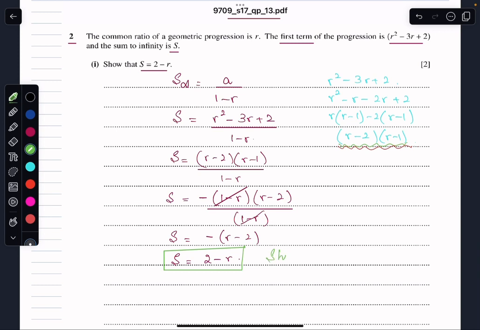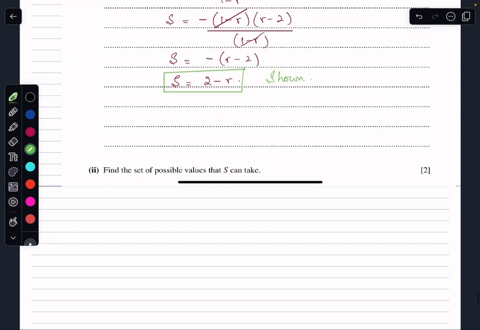So this is shown. Second part of the question says find the set of possible values that s can take. Possible values that s can take, we are talking about sum to infinity here. And for sum to infinity, we know that the common ratio has the condition negative 1 less than r, and this should be less than positive 1 here. So now for sum to infinity, we know that it is in terms of r, which is 2 minus r.